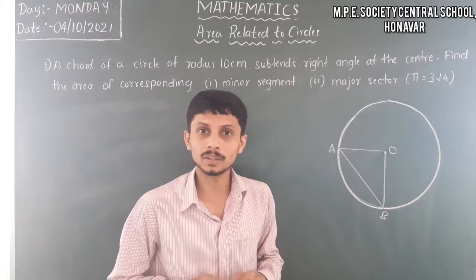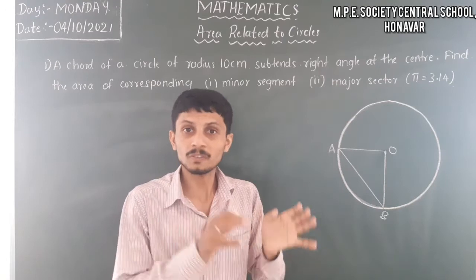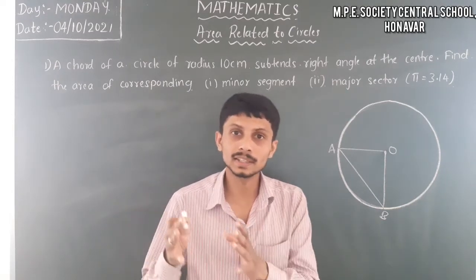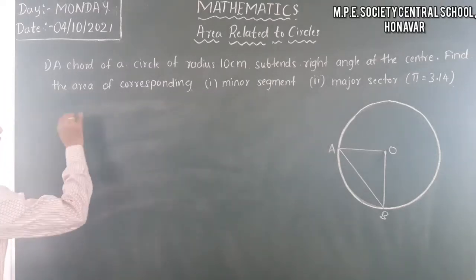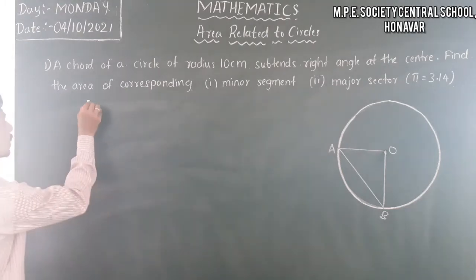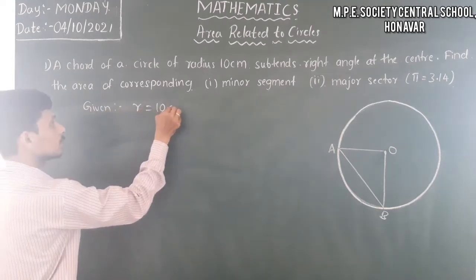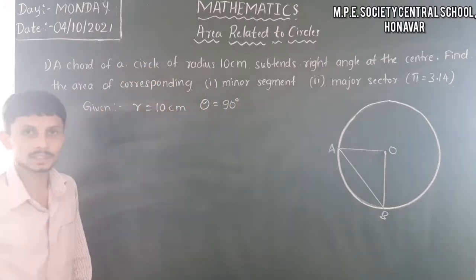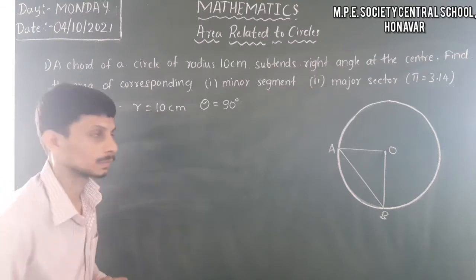So firstly you have to find the minor sector to find these two. For finding the minor sector we need the angle theta and the radius r. If we have that, we can find it easily. What are the given things here? r is equal to 10 centimeter is given and theta is equal to 90 degree is already given. Then we find the area of the minor sector.